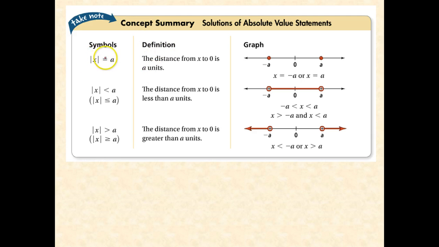Okay, so here's a little summary. If the absolute value of x equals a number, that's the distance from x to 0 is exactly a units, then your solutions are negative a and a. If the absolute value is less than or equal to a, then we're going to be in between those values. And if the absolute value is greater than a, meaning distance from 0 is more than a, then we're going to be on the outside of those a values. We're going to be farther away from the center.